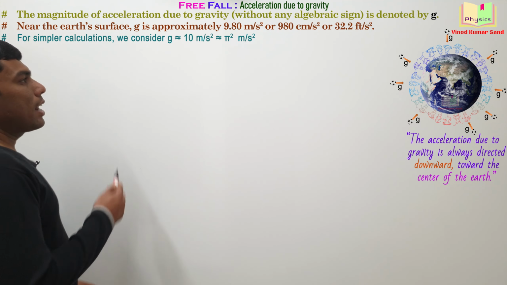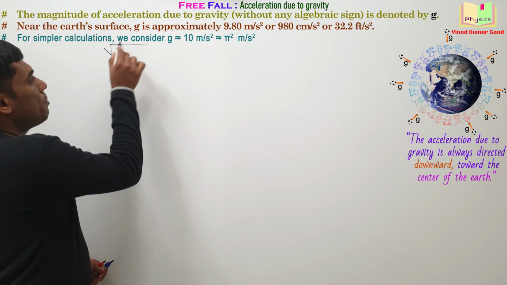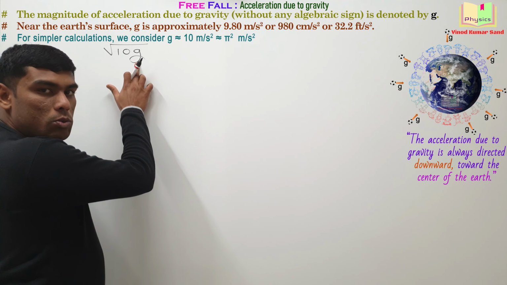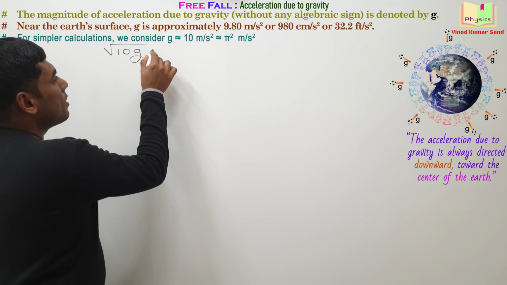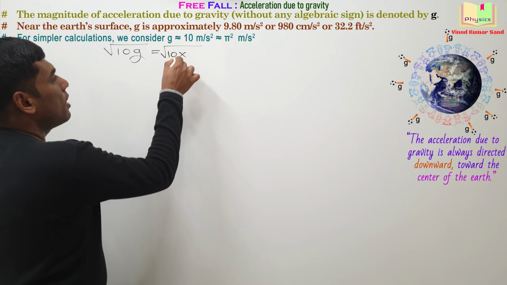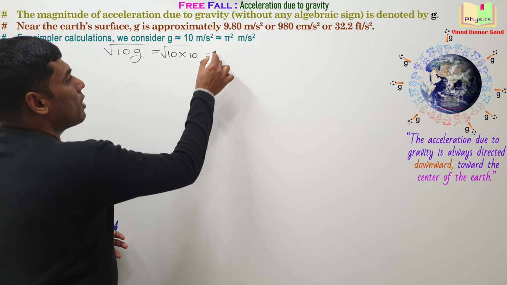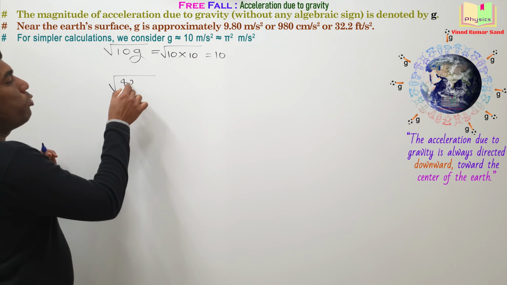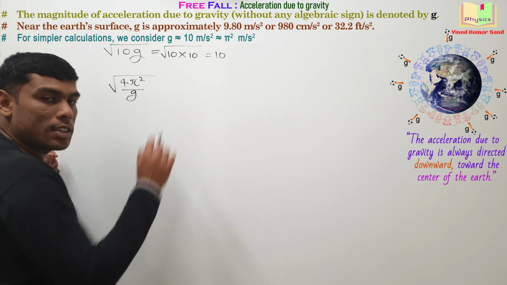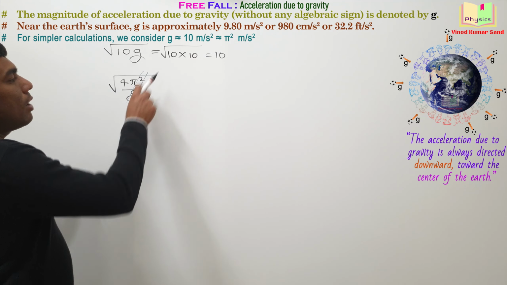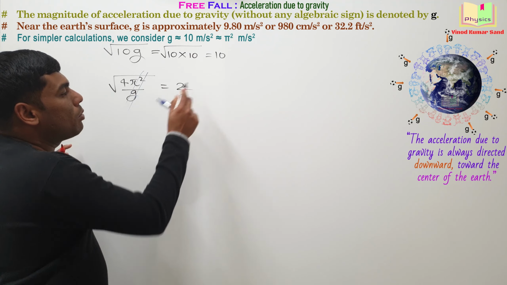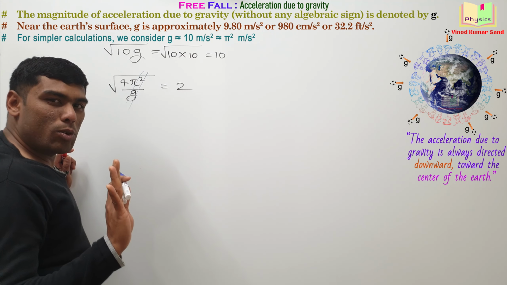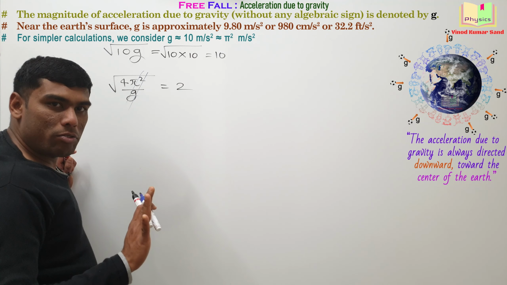How does it simplify our calculations? Pay attention here. Suppose in some computation you see data like this, root 10g, and g is considered as 10 meter per second square, then this can be written as root 10 into 10. So the answer will come out to be 10. Okay. Suppose there is some computation 4 pi square divided by g. Then looking at this data, we can cancel out the pi square and g. The answer will come out to be 2. These are approximated answers, but for our calculation purpose, these numbers are fine.